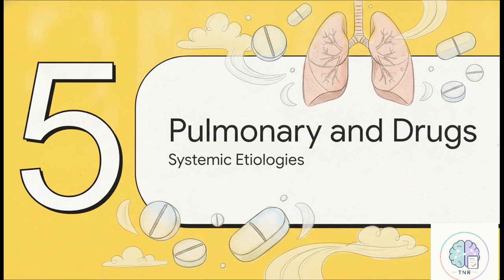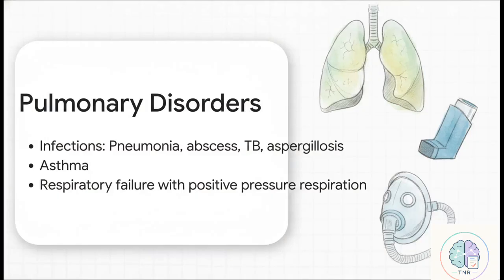Section 5. Etiologies, pulmonary and drugs. It is frankly fascinating how diverse pulmonary stressors can initiate SIAD. You see, it's not just lung cancer. Really common infections like bacterial and viral pneumonia, lung abscesses, tuberculosis, and fungal aspergillosis can all be triggers. Even an intense asthma exacerbation or the simple act of placing a patient in respiratory failure on mechanical positive pressure ventilation can alter their hemodynamics just enough to stimulate inappropriate antidiuresis.